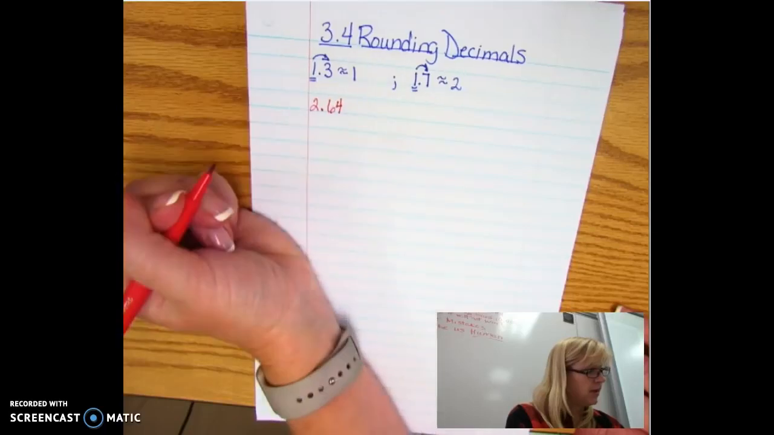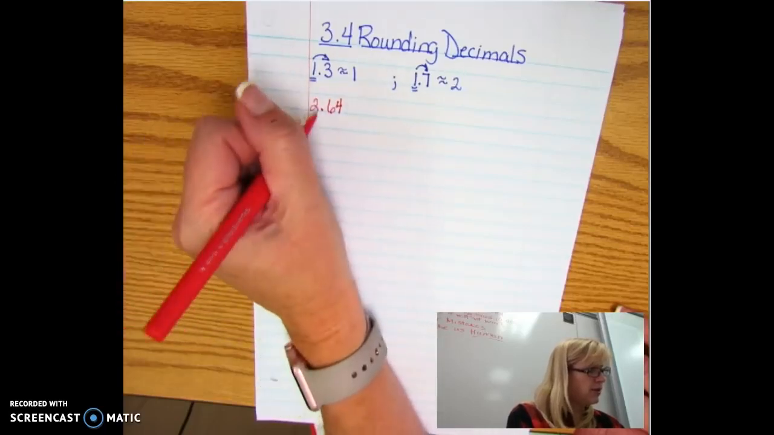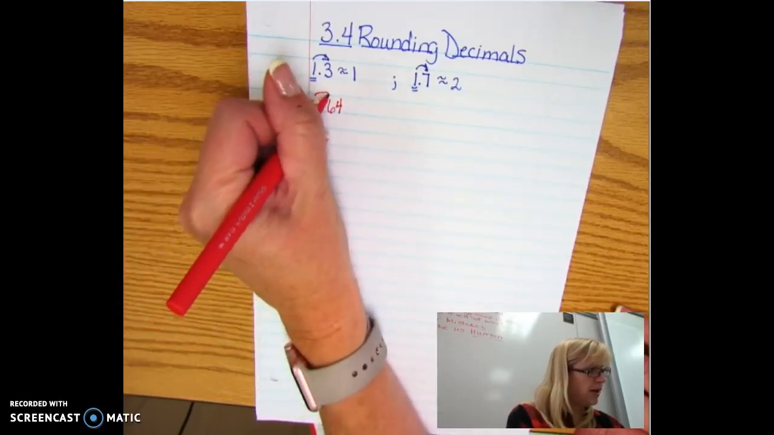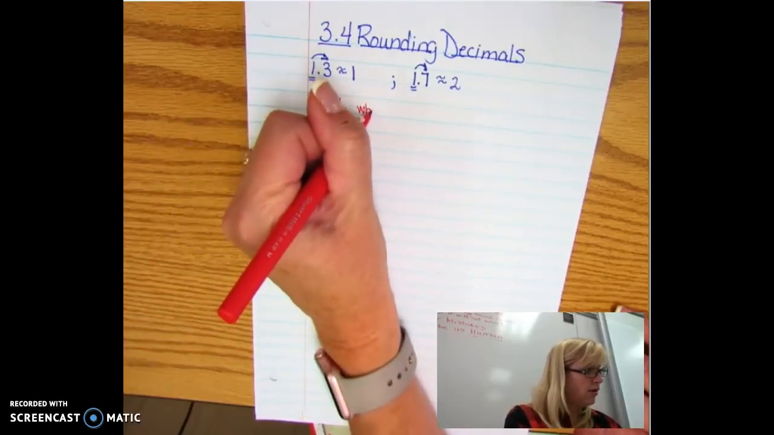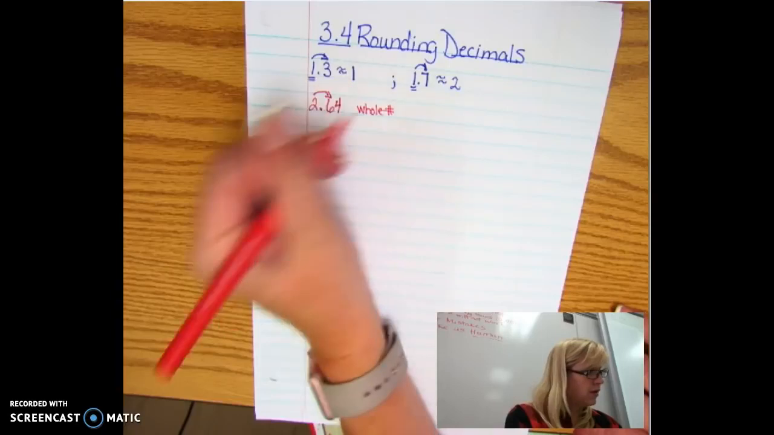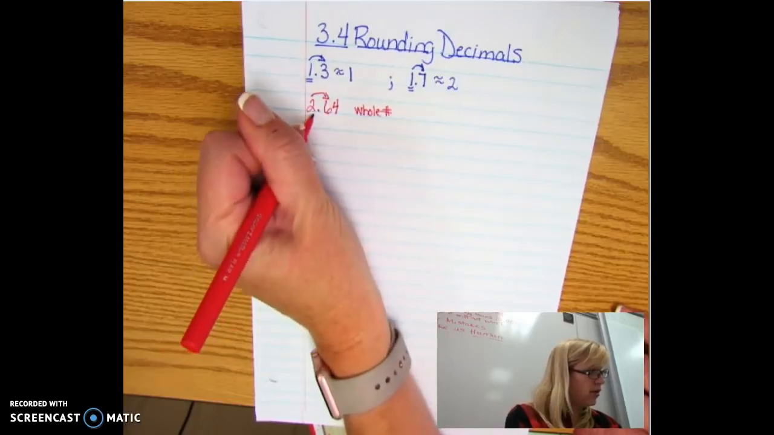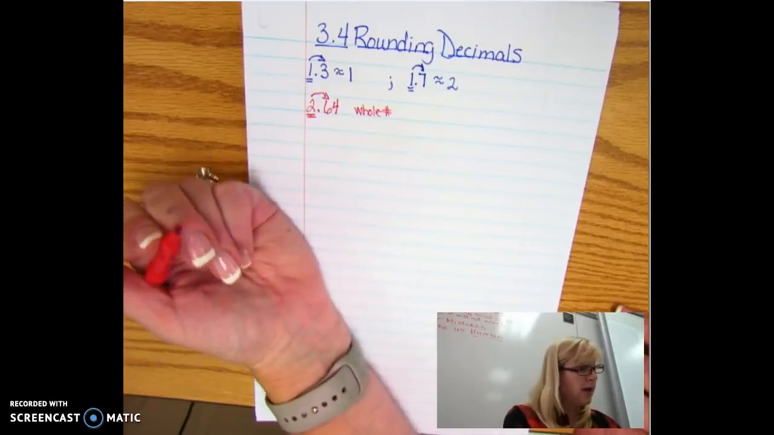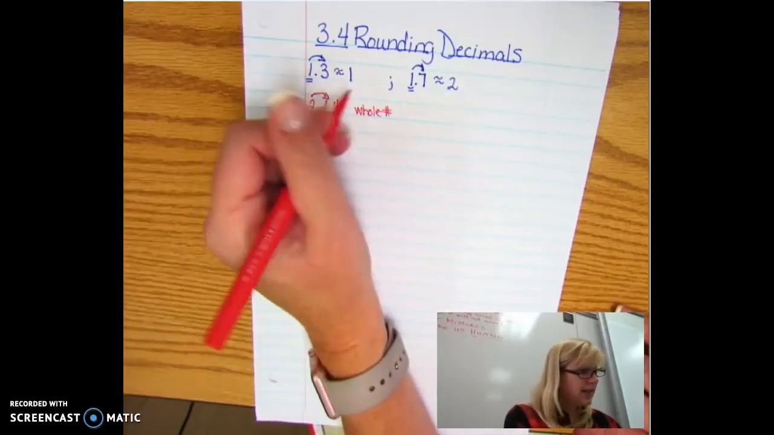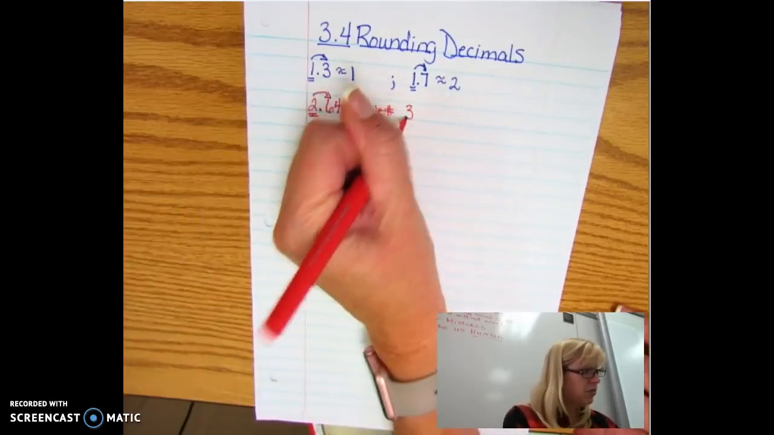So let's try 2.64. Now first what we're going to do is round 2.64 to the nearest whole number. We're going to look to the right, and so if you say, okay, 2 is either going to stay the same or it's going to go up. We look to the right, 6 is bigger, so we know that it's 3.